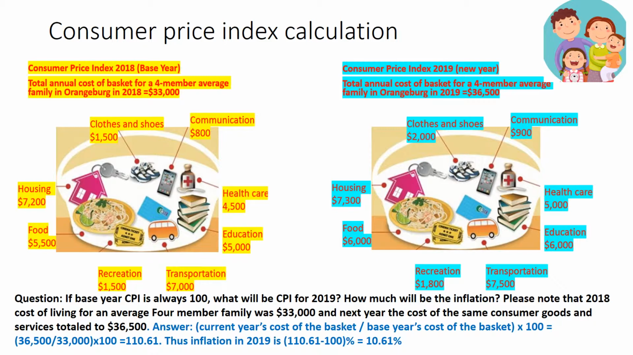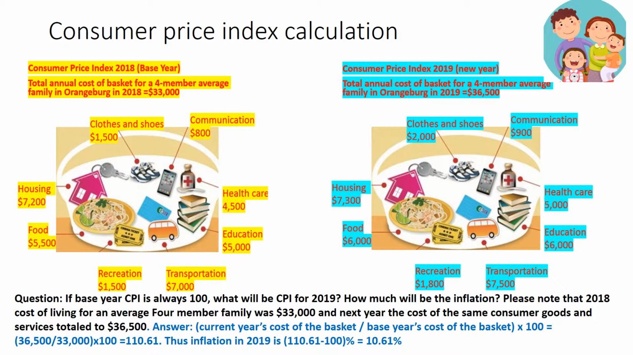And then healthcare expenditure for this family for a year was $4,500. Communication expenditure, like a cell phone bill, internet, etc., cost $800. And clothes and shoes were about $1,500. So adding all those numbers for 2018, we found that this goodie bag, this basket, will cost this four-member family $33,000 for 1 year's worth of essential goods.